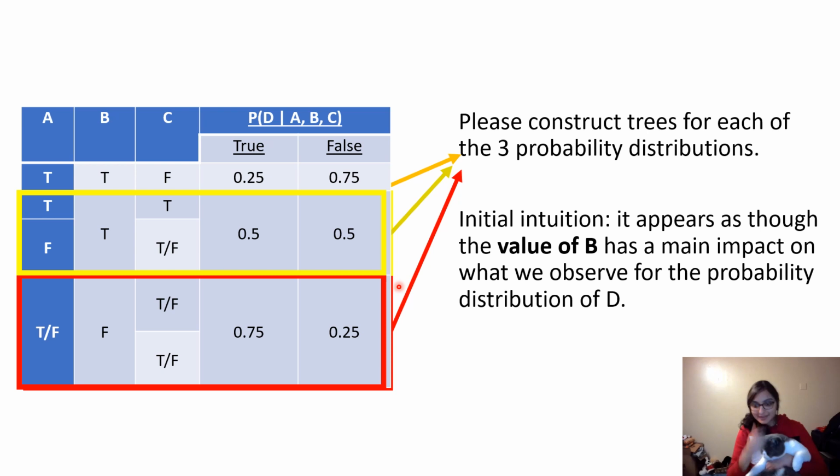So what we're going to think about is some initial intuition. We're going to see that it appears as though the value of B matters, if we're looking at this table. What I sort of told you, what I saw here, is that if B is false, it doesn't really matter what A or C are. In fact, we can just write this as T or F. It doesn't even matter what A or C are. It's just going to be a 75% chance that D is true and a 25% chance that D is false.